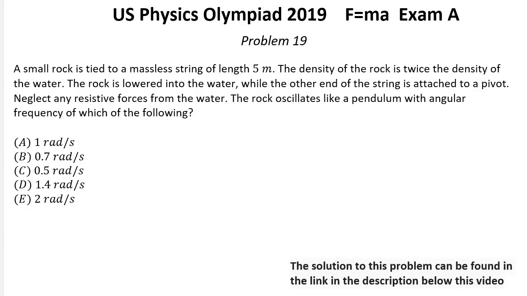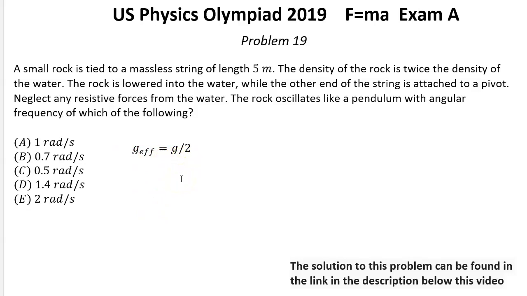Solution for problem 19. The submerged rock experiences an upward buoyant force equal to half its weight, since it displaces a volume of water that weighs half as much as the rock itself. Thus, if the rock were free-falling in water, it would accelerate downward with an acceleration half of free-fall acceleration. g effective equals g over 2.